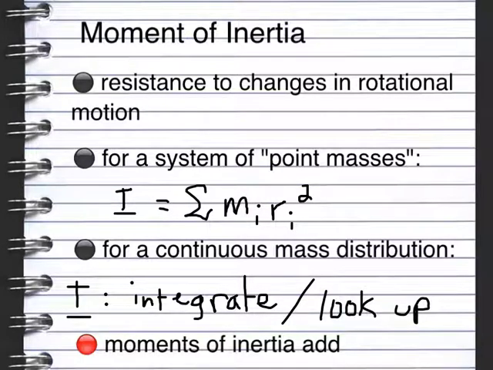Just like if you applied a force to two masses, you would add the masses together to get the total acceleration of the system. If we apply a torque to a system which contains multiple objects, we add the moments of inertia together, and divide the torque by that total moment of inertia in order to find the angular acceleration of that system.